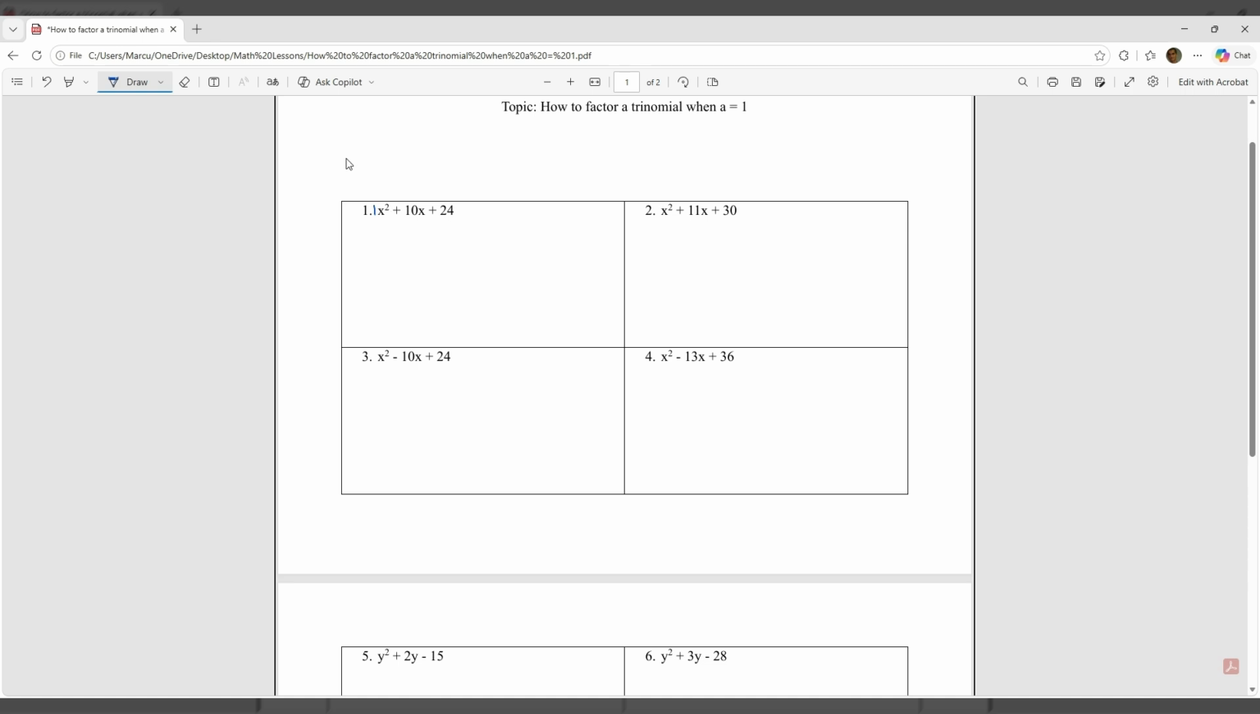Today you're going to learn how to factor a trinomial when your a term is equal to 1. So your first step is to make sure your trinomial is listed in this specific order: ax squared plus bx plus c.